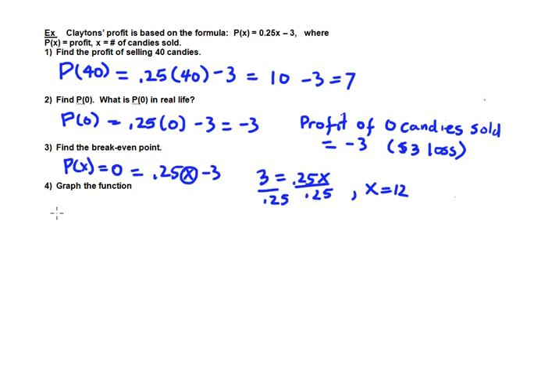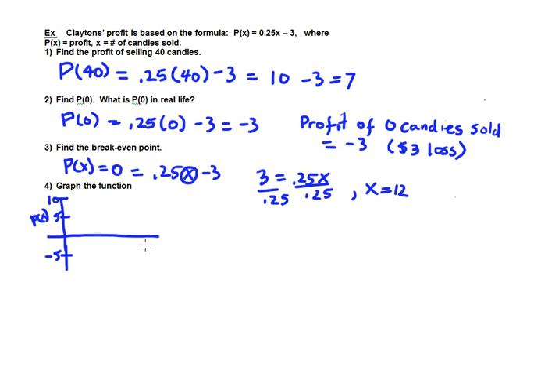The last part of the problem asks us to graph the function, and so we have our two axes. We have our P(x) axis and our x axis. Our profit, or P(x), spans between negative $3 and positive $7, so I'm going to draw a little bit further down here for the negative. Let's make this negative 5, and then we go to 0, and then positive 5 and positive 10.